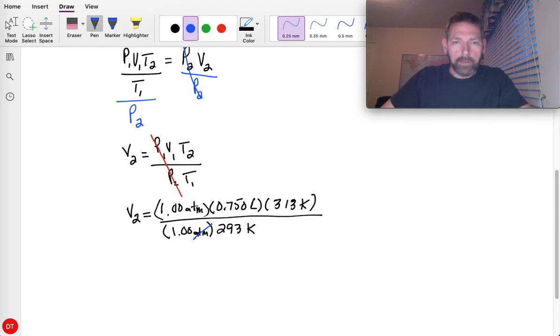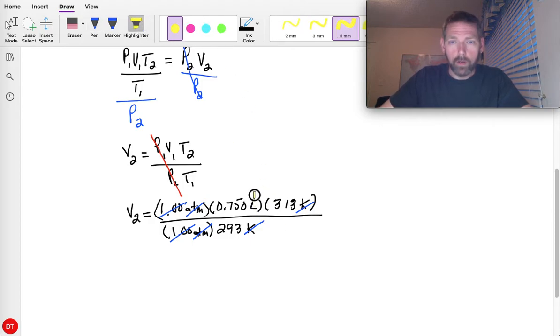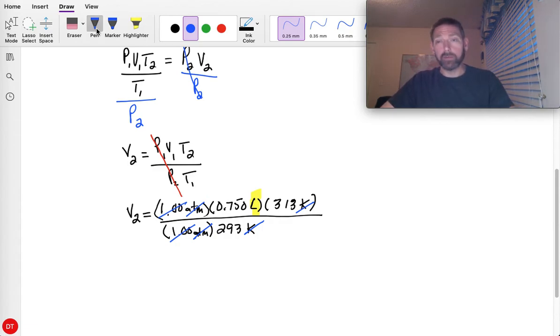So atmosphere over atmosphere crosses out. 1 over 1 crosses out. Kelvin over Kelvin crosses out. The only unit remaining is liters, which is good since we're solving for volume. Okay, it's just basic plug and chug at this point.